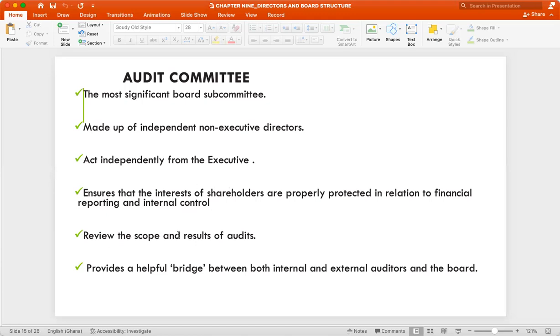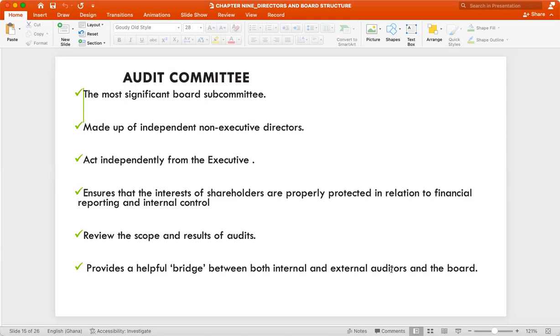They review the scope and results of audits. So this point is actually, you know, companies have internal auditors as well. And apart from looking at the raw financial statement, they may want to seek the opinion and the reports of internal auditors. So they will review the scope and the results of the internal auditors. Then provides a helpful bridge between both internal and external auditors and the board.